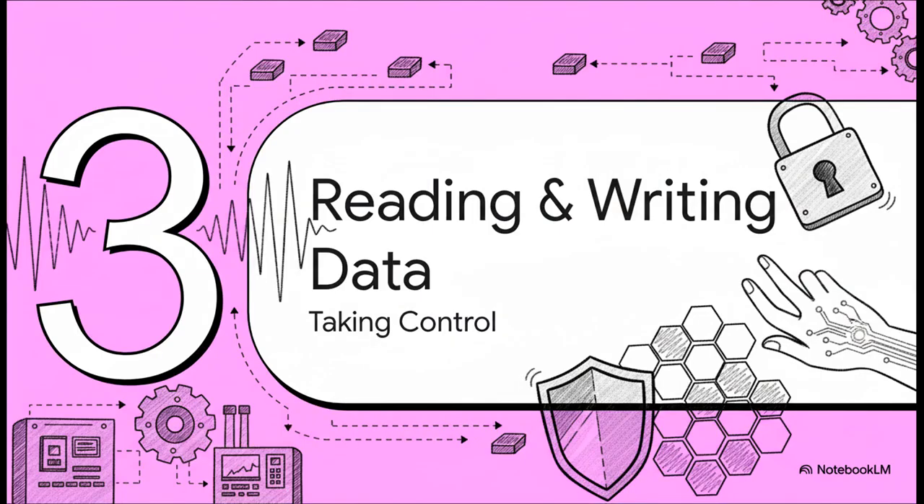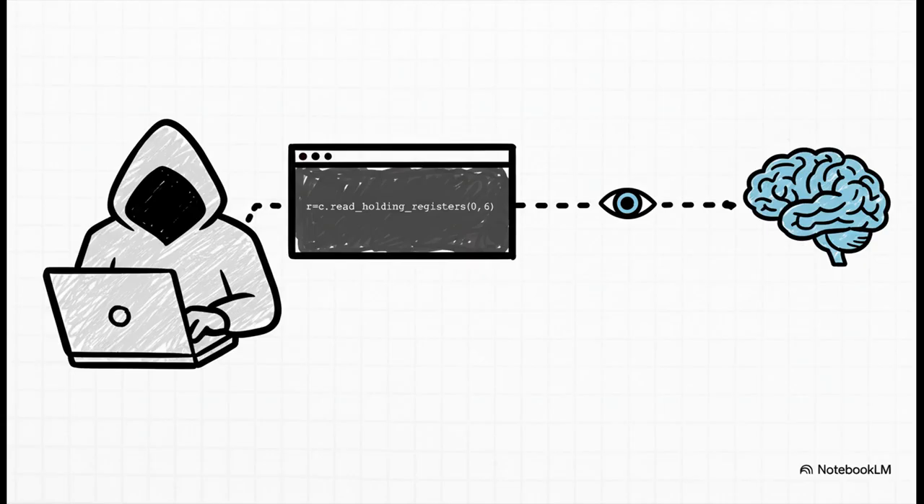So now the attacker is in. What's next? Well, first, they're just going to listen. They're going to read the system's data to figure out what's going on. And then they're going to try to write their own data and take complete control. And just look how ridiculously simple this is. With a basic Python script and just one line of code, the attacker sends a command. This read holding registers command is the Modbus way of saying, hey, tell me everything you're doing right now.